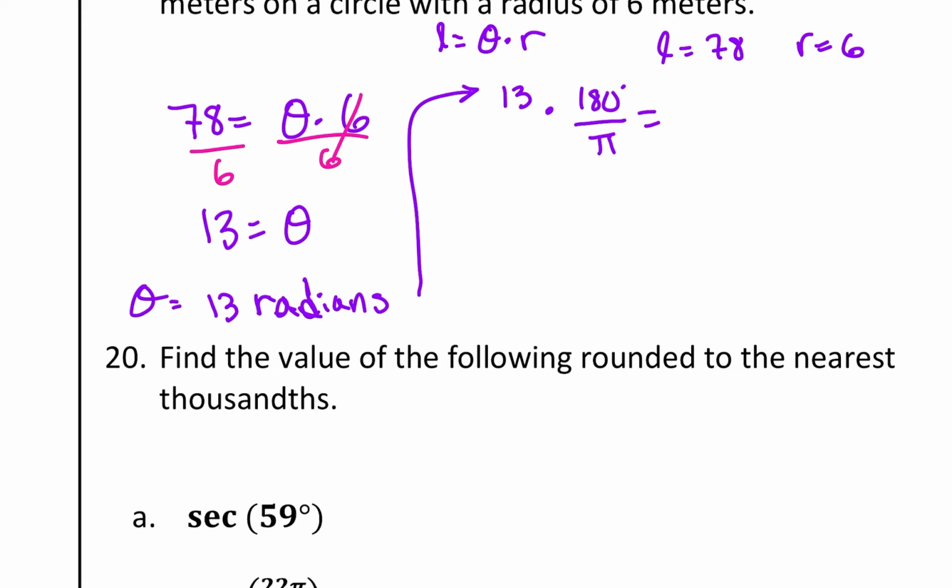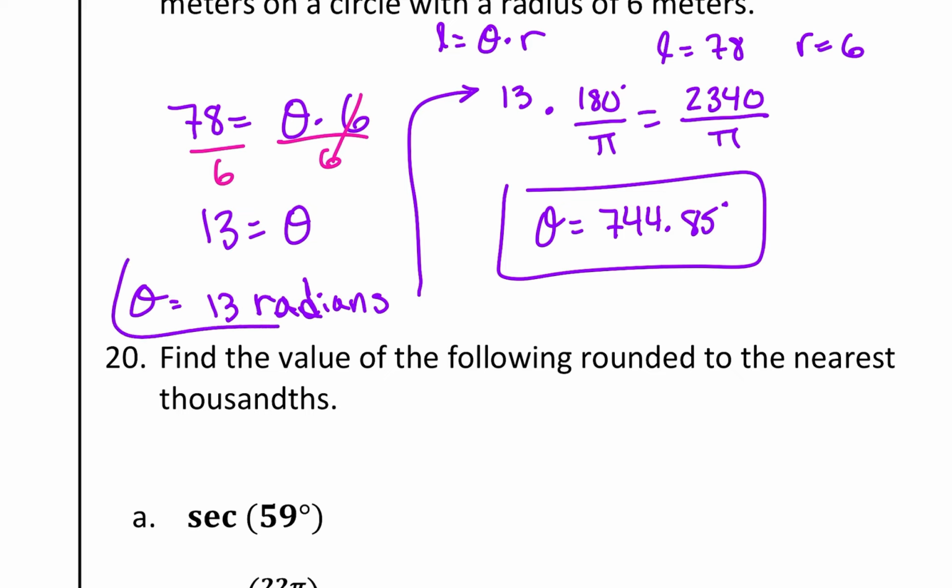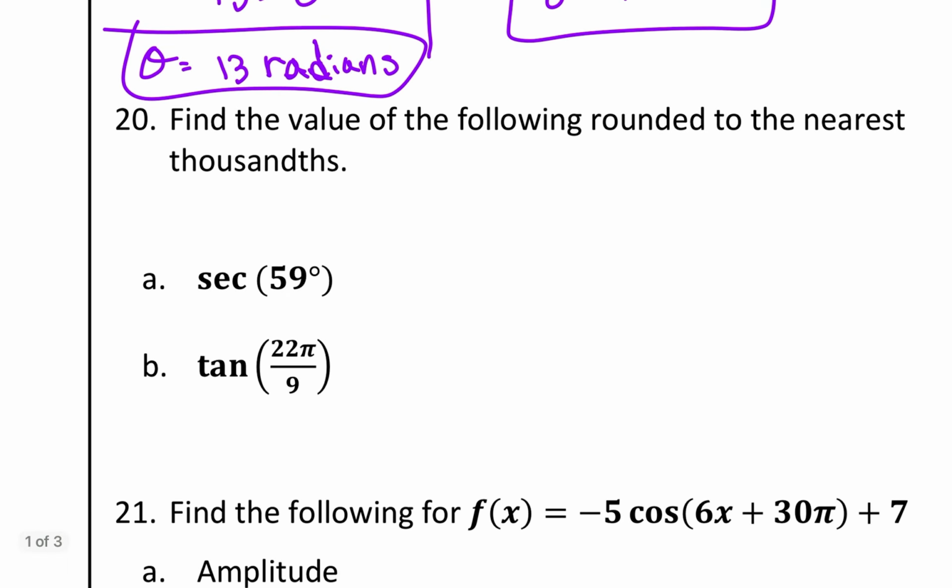So I do 13 times 180 gives me 2,340 degrees over pi. And we'll divide it by pi, and it looks like I'm going to end up with an answer where theta is also 744.85 degrees. So both those answers seem like good answers. It didn't say what to leave the answers in, so we'll just put both of them so we have them.